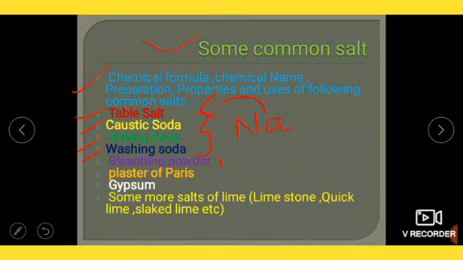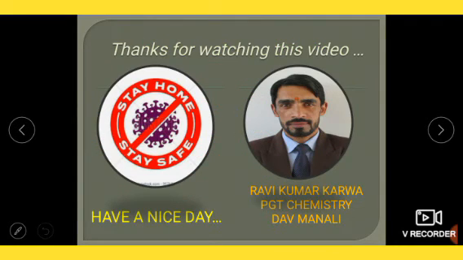Bleaching powder, plaster of Paris, gypsum, even some more salts of lime, these are all with calcium. Okay, so basically two types of salt are there: salt of sodium and salt of calcium. Salts of sodium are known by the word soda, and salts of calcium are known by the word lime. Okay, the lime word is there. So this thing in detail we will study in the next topic. So I hope you understood everything from this slide. Try to make notes from these slides and send me in PDF form.